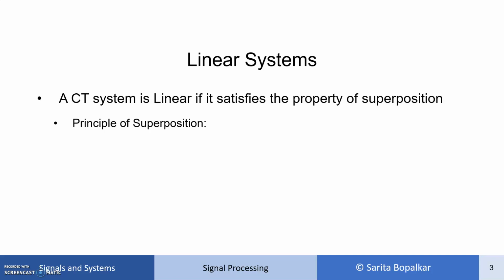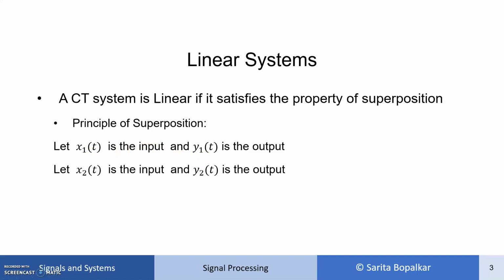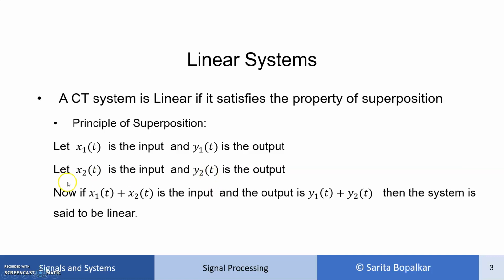First, let's see what we mean by a linear system. A continuous time system is linear if it satisfies the property of superposition. Now, what is the superposition property or principle? Let x1(t) be the input to the system. At that time, the output is y1(t). Now let x2(t) be the input to the system and y2(t) the output. Now if I add x1(t) and x2(t) and give that as the input to the system, and the output is y1(t) plus y2(t), then the system is linear.